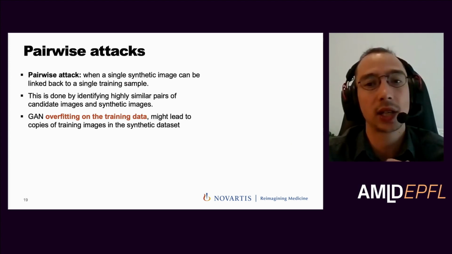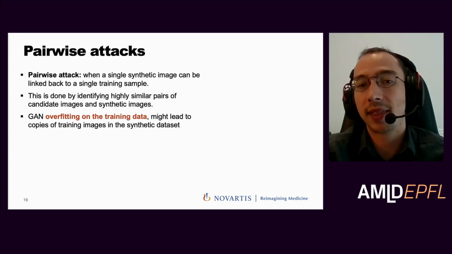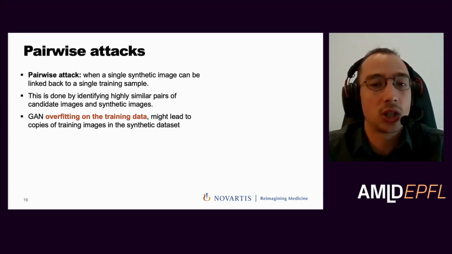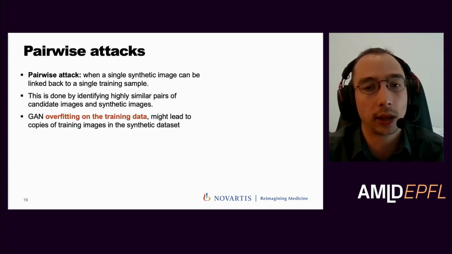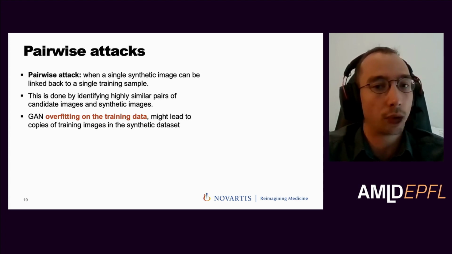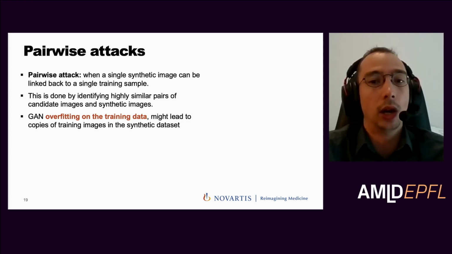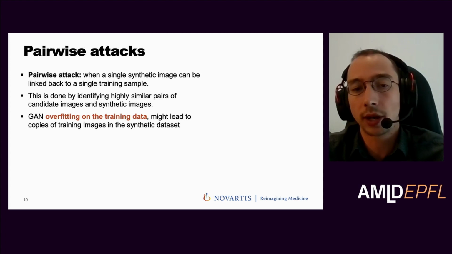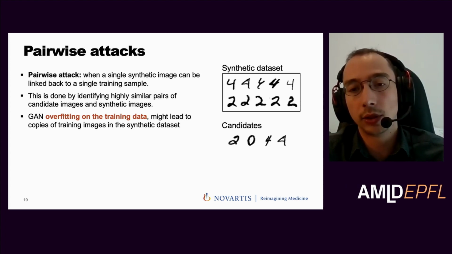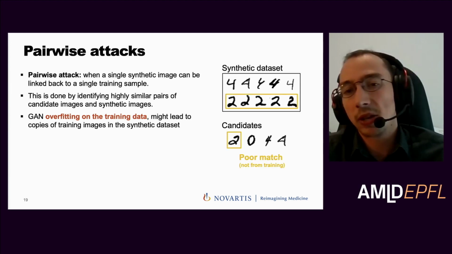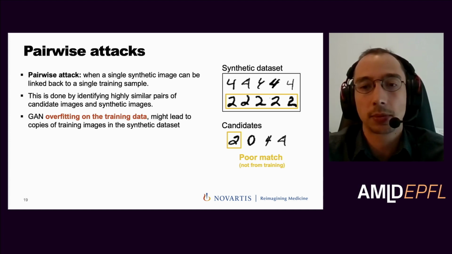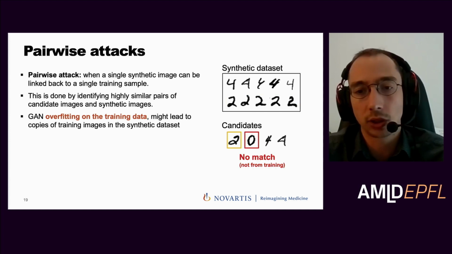So once again, a pairwise attack is finding a single synthetic image that matches a single other candidate image. And then this candidate image can be inferred to be training. This often comes from pure overfitting of the GAN, because, for example, the GAN just learns to copy training samples. Here a small example: you have those candidates, and this is a somewhat poor match. It looks like the same class, but it's not an exact, perfect match. This one would have no match at all.